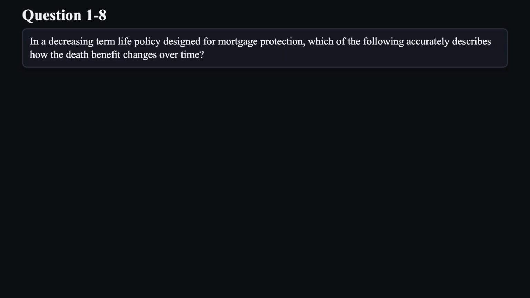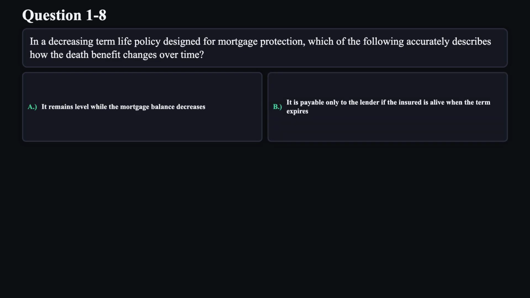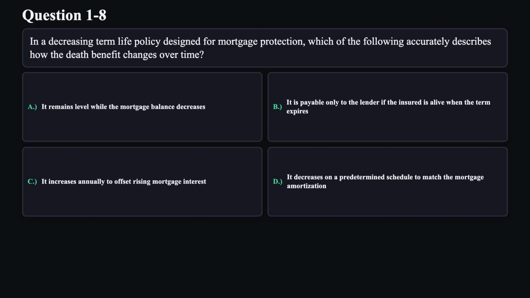Question 8. In a decreasing term life policy designed for mortgage protection, which of the following accurately describes how the death benefit changes over time? A. It remains level while the mortgage balance decreases. B. It is payable only to the lender if the insured is alive when the term expires. C. It increases annually to offset rising mortgage interest. D. It decreases on a predetermined schedule to match the mortgage amortization.